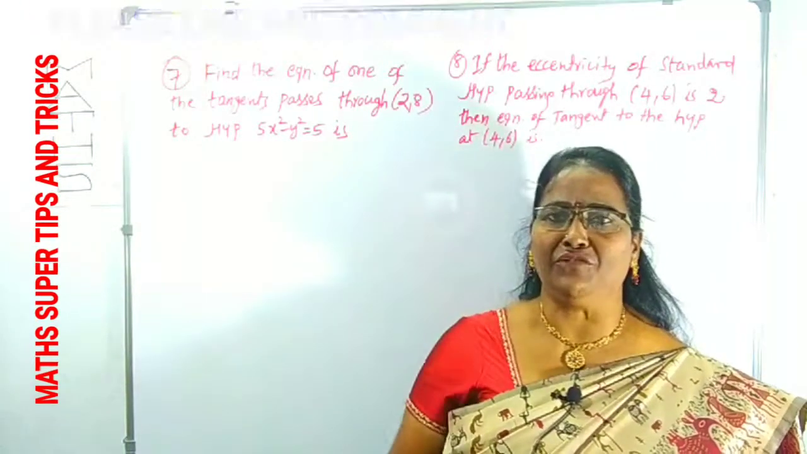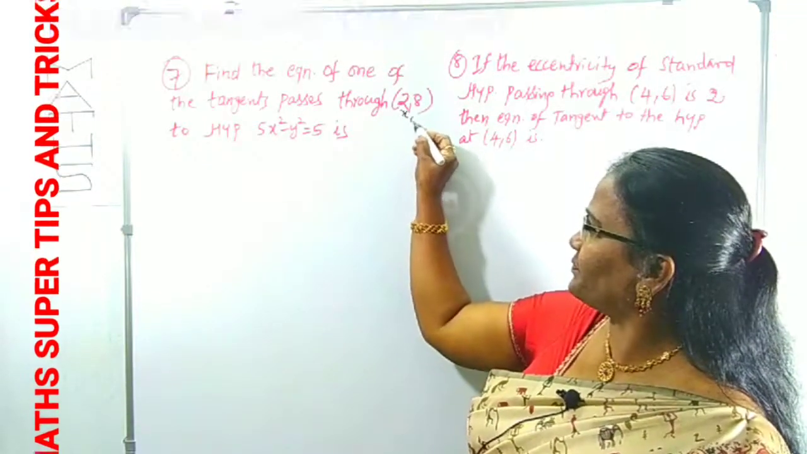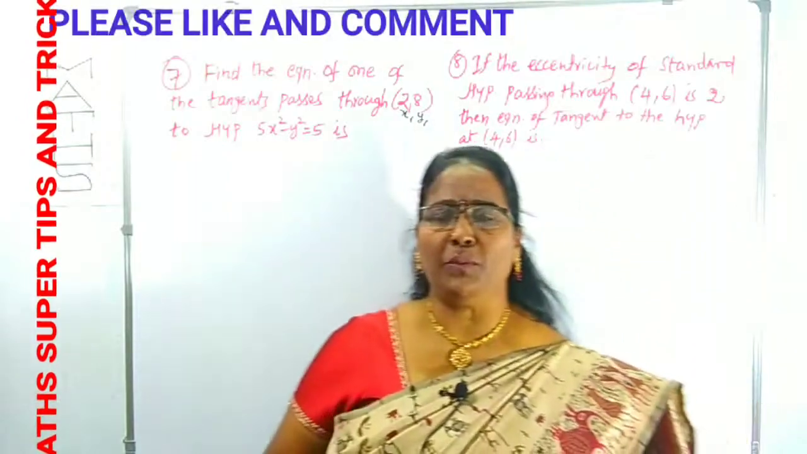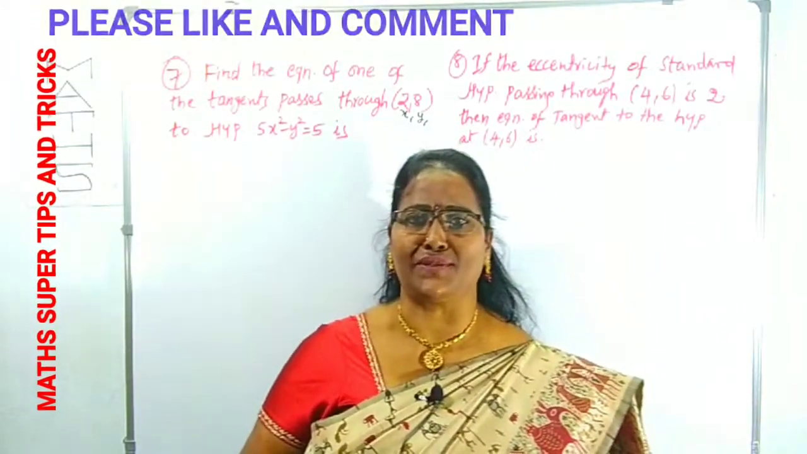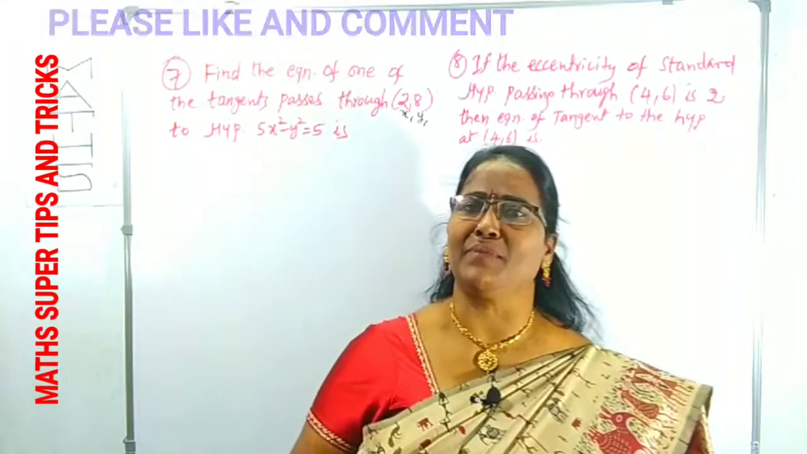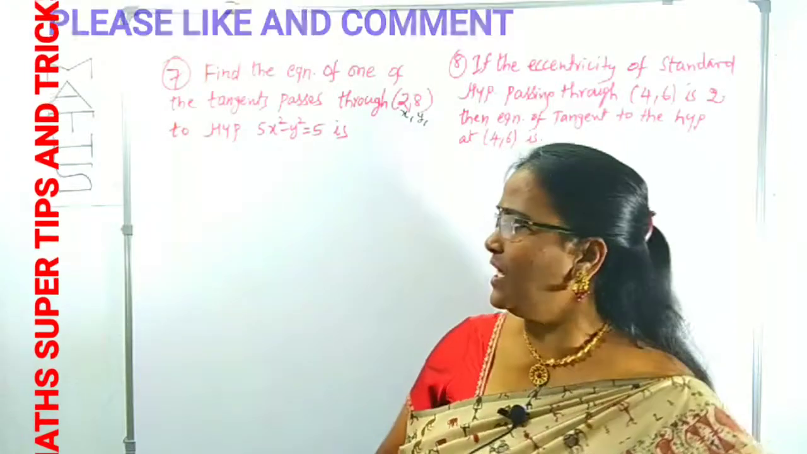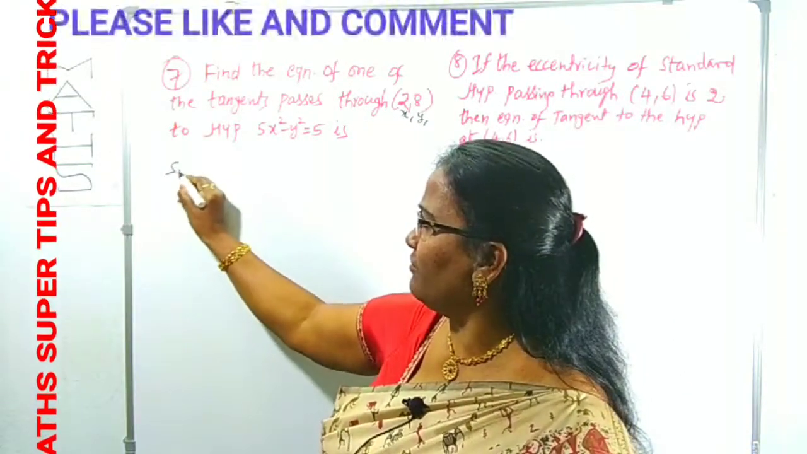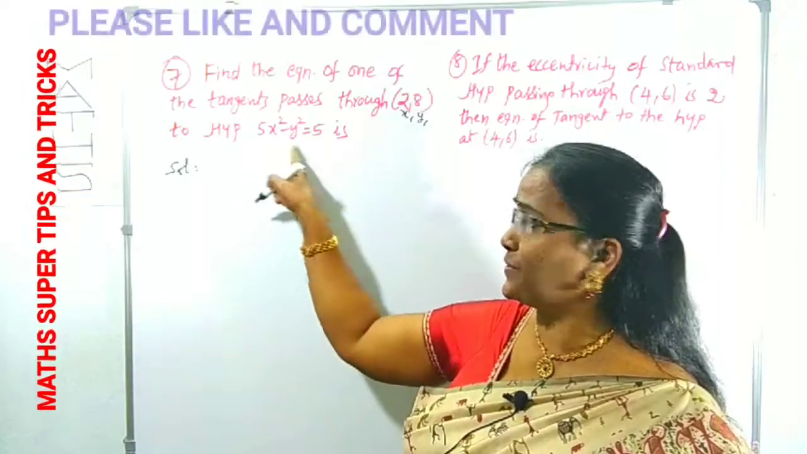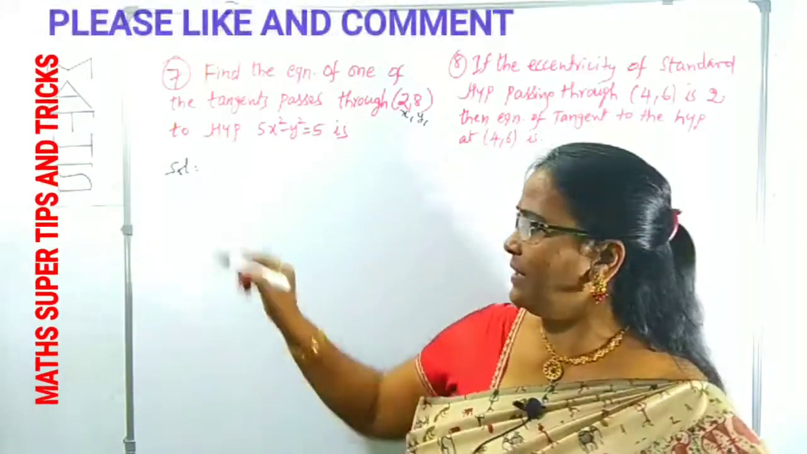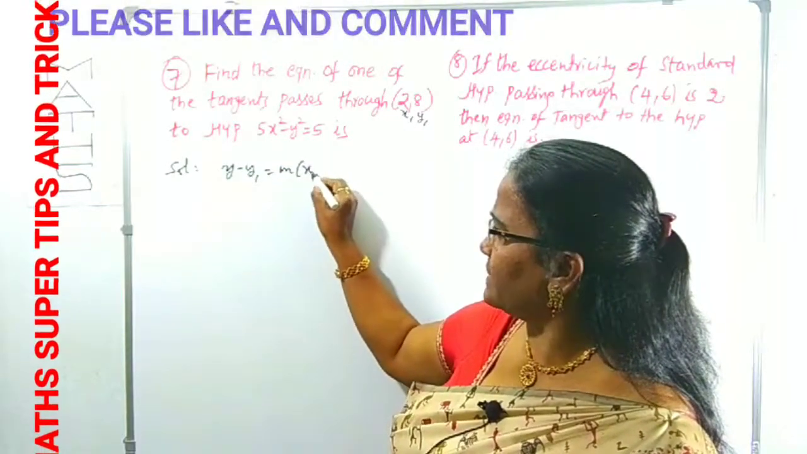First we have to take the equation of the tangent which is passing through some point (x1, y1) in slope point form. What is slope point form? y minus y1 is equal to m into (x minus x1), where m is the slope of the line. First we choose the equation of the line in slope point form that is also tangent to this hyperbola.